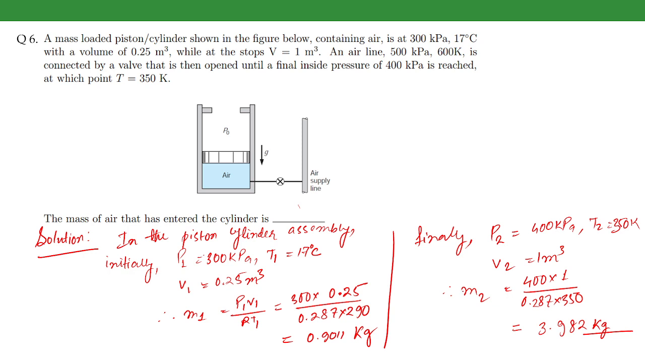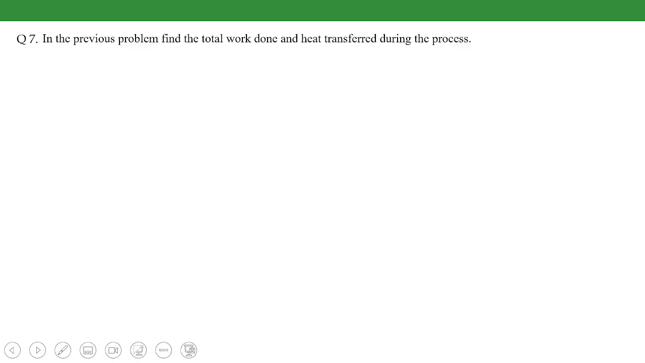Okay. So the mass entering the cylinder is what? Therefore, mass entering the cylinder is equal to m2 minus m1, that is equal to 3.081 kg. So this is the answer to the problem. Now in this problem we have to determine what is the total work done and the heat transfer.